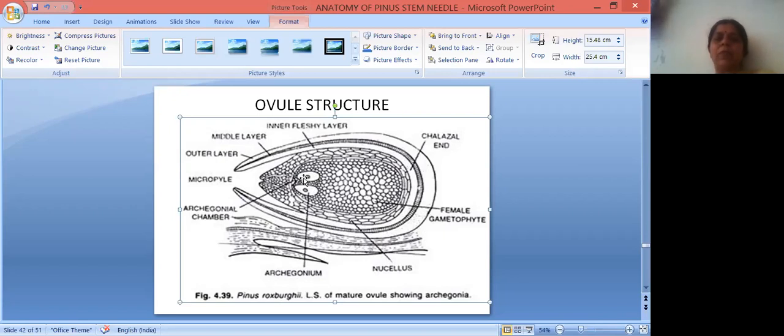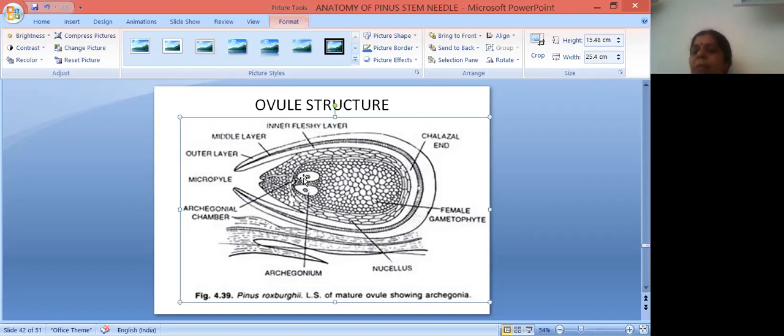So this is the ovule, very important. And Pinus reproduction is common, the species being available in our India. It is the mature ovule which is showing the archegonia. Now, the union of the male gamete with the egg nucleus of the archegonium is called fertilization. It takes place after 1 year of the pollination. So, according to the environmental conditions, fertilization takes 1 year after the pollination.